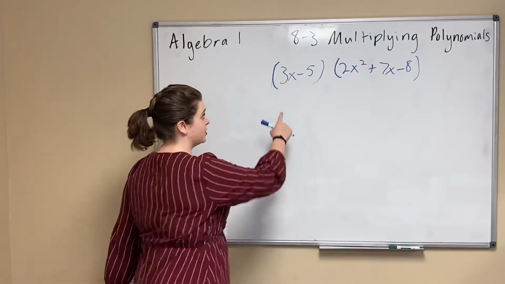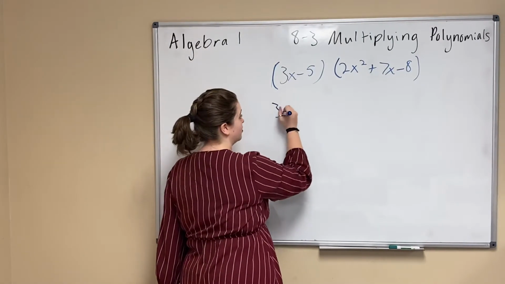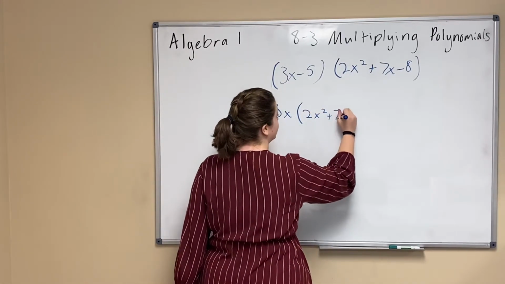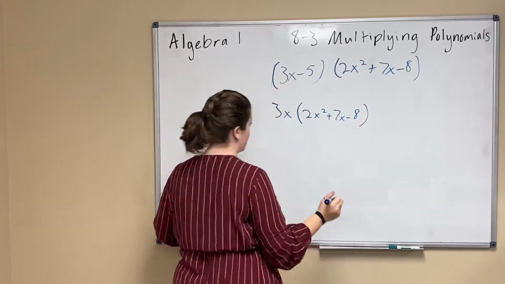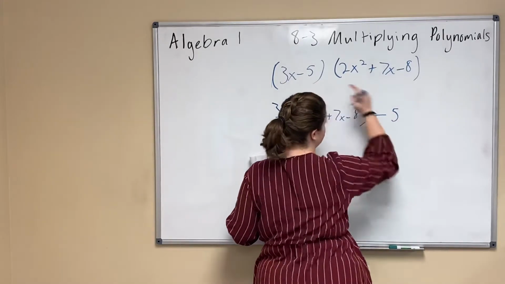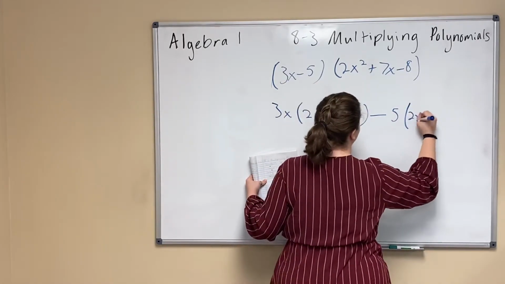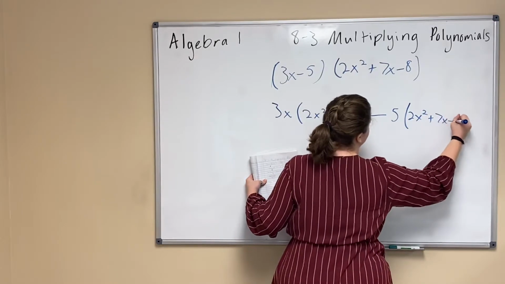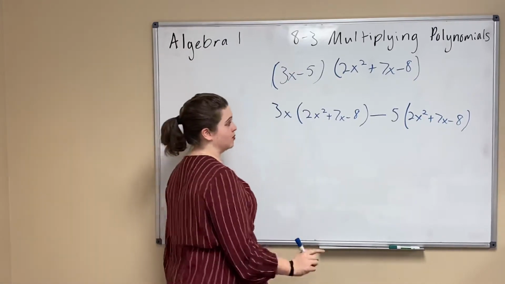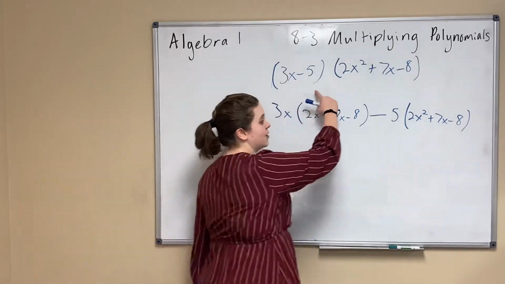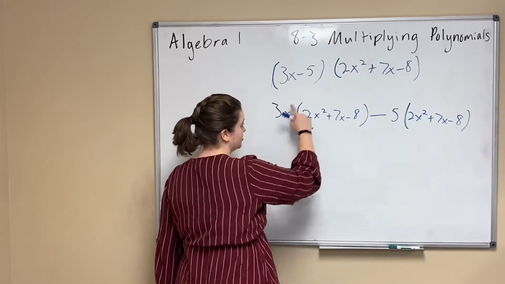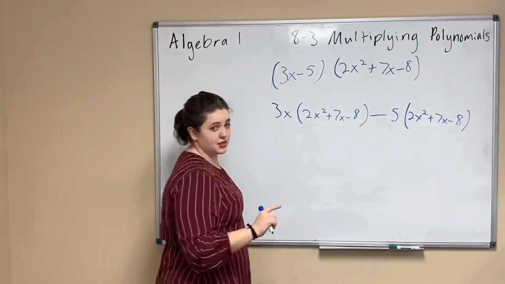So I'm going to split up 3x and minus 5, get 3x times 2x squared plus 7x minus 8, minus 5, just like up here, times 2x squared plus 7x minus 8. So same thing I did before, we split it up. We want to make sure I multiply both of these terms by all of these terms. So I split these up, and I'm going to distribute it to everything inside the parentheses.